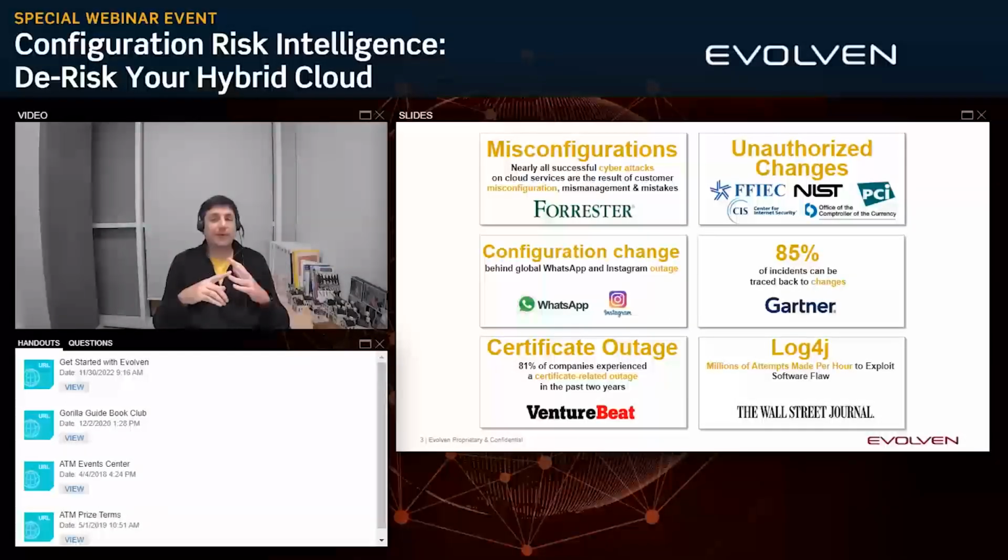Research from VentureBeat shows that 81% of companies experience at least one outage because of expired certificates. And that's also my personal experience, and it supports this finding, because almost every customer I spoke with over the last few years mentioned certificates as one of the major pain points. Another statistic, this time from Gartner, states that configuration changes cause 85% of incidents, 85%.